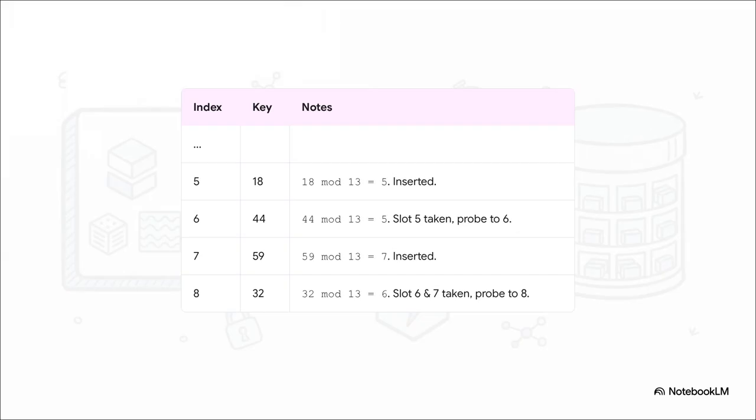So let's just walk through this example. We want to insert the number 18. We run the math, 18 mod 13, and the remainder is 5. So boom, it goes into index 5. Simple enough. But then along comes the number 44. Well, 44 mod 13, the remainder is also 5. It wants to go to the same spot. So since 5 is taken by 18, linear probing just says, okay, try the next one. Slot 6 is empty, so 44 goes there. You can see the same thing happens with 32. It hashes to 6, finds it's taken, checks 7, sees that's taken, and finally lands in the empty slot 8.